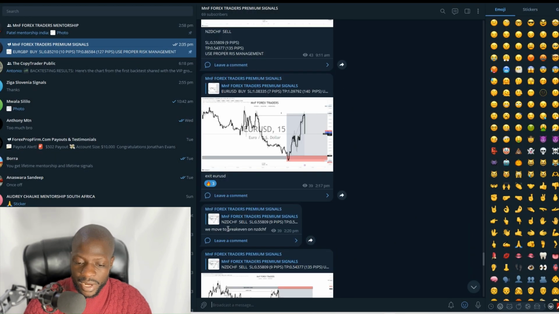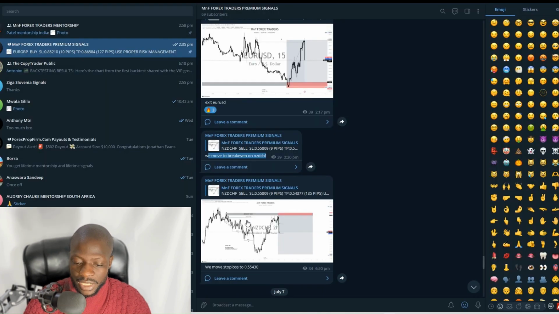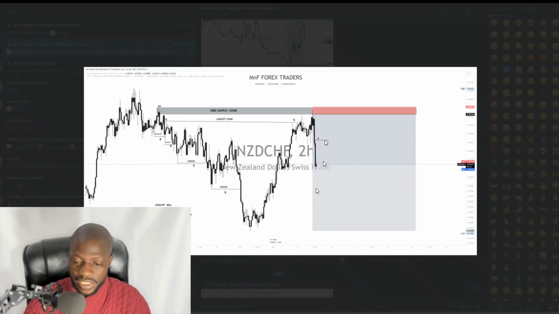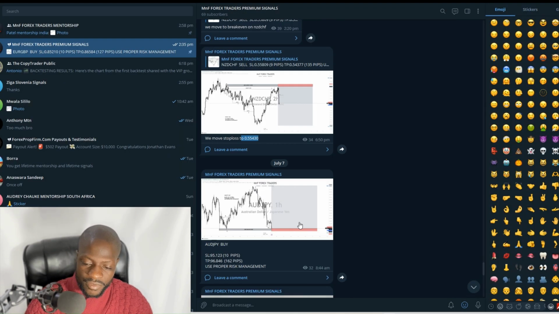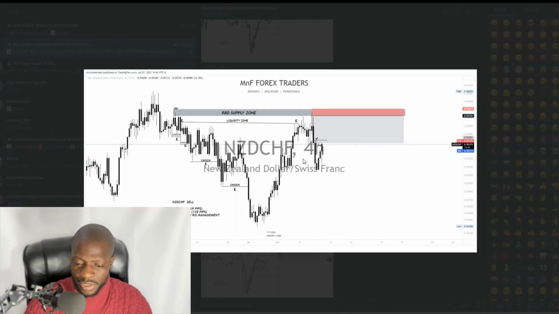You can see that right here we were able to go to break even on NZD Swiss. After that, this was the screenshot where I told the members in the community to move their stop loss to this level right here. And then a few hours later, the market decided to reverse, and I was able to tell the community to close the trade off when the market was almost hitting our stop loss, right? You can see I was able to say we close this trade right now.